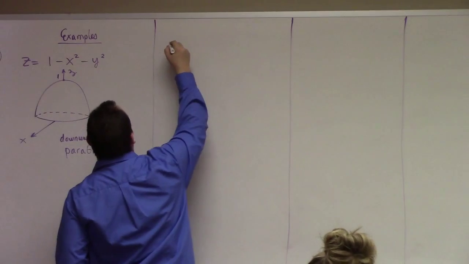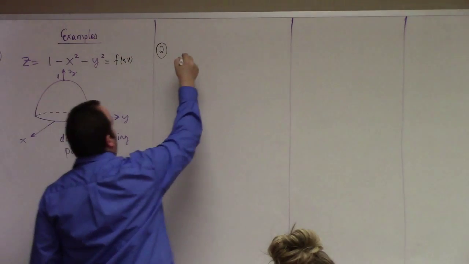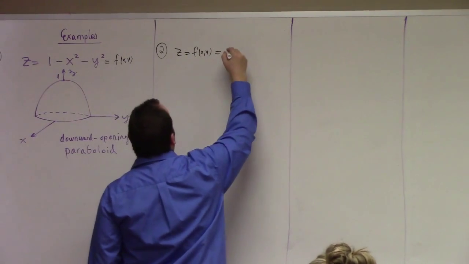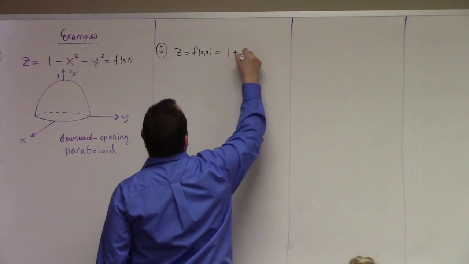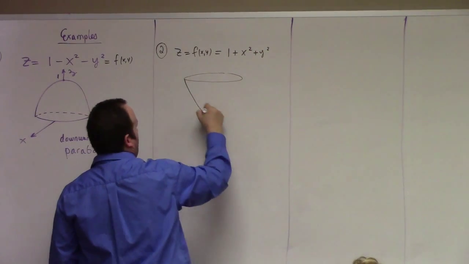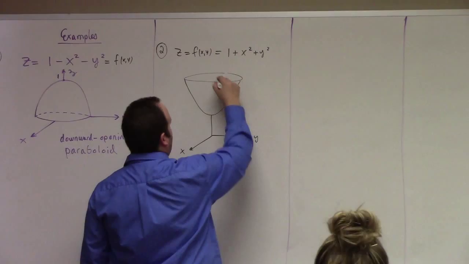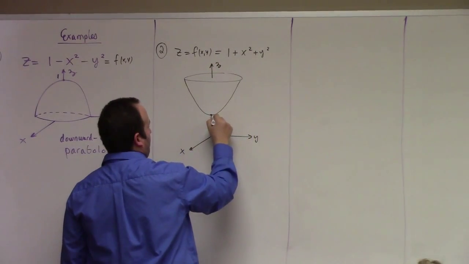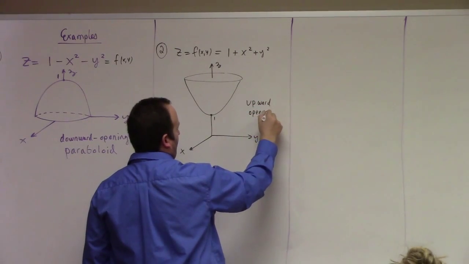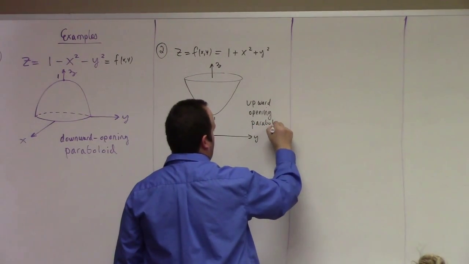Example 2. By the way, this was f of xy. So in example 2, z is equal to f of xy. This time, we'll let f of xy be, how about the same thing with plus? Then it looks something like this. So it's an upward opening paraboloid. Can't spell paraboloid. Oh well.